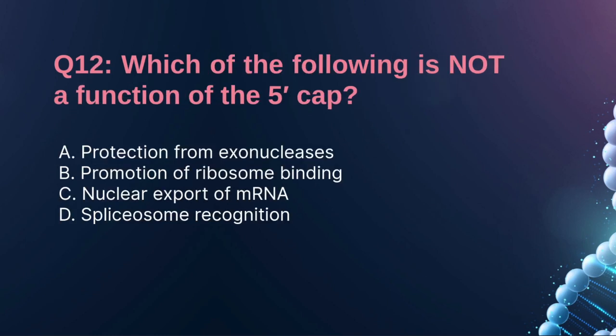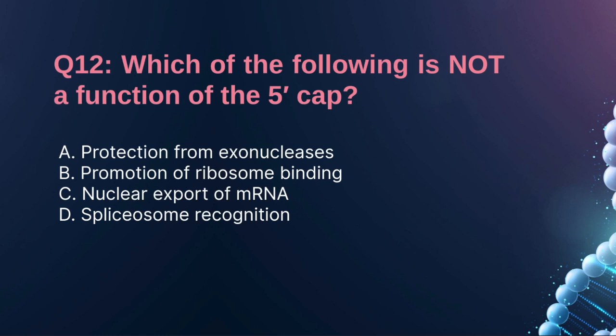Now, which of the following is not a function of the 5' cap? We already touched upon this. The answer would be spliceosome recognition. We don't need the cap for spliceosome recognition. For spliceosome recognition, mainly we need to recognize the introns, and we said the introns start with guanine, uracil, and end with adenine and guanine.